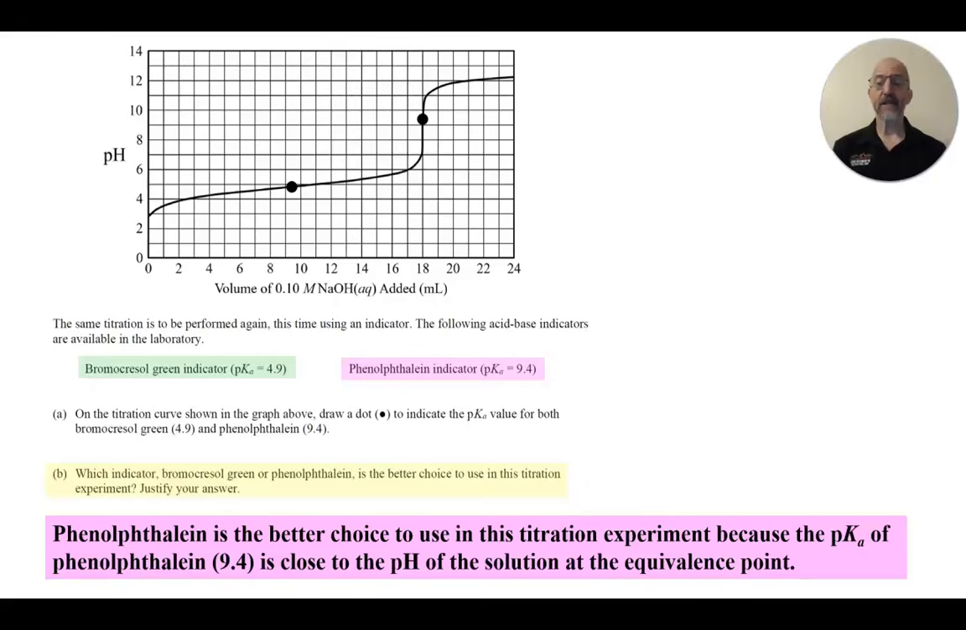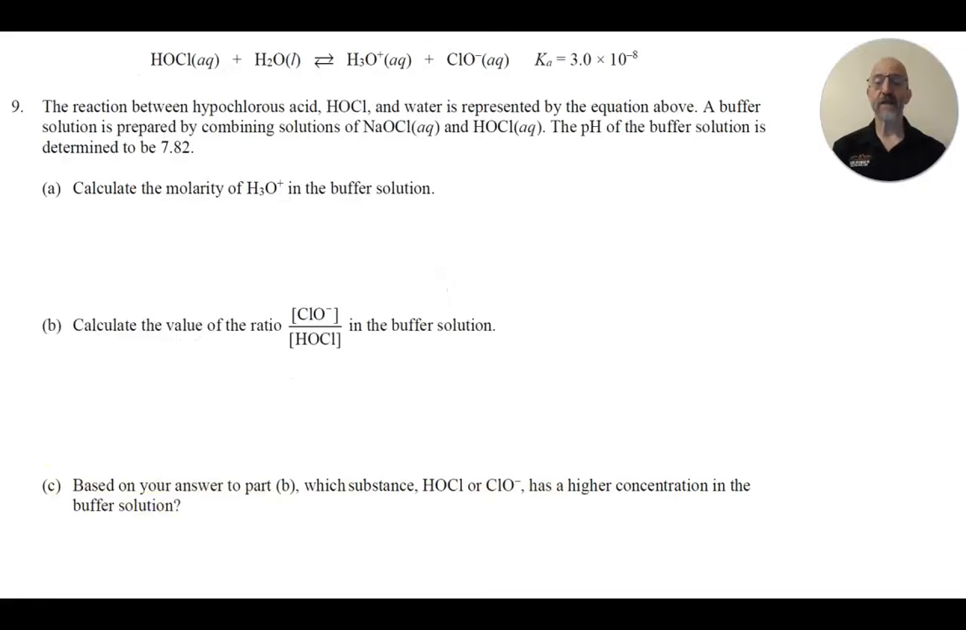Okay, now it's time to take a look at question 9, and question 9 says the following. The reaction between hypochlorous acid, which has the chemical formula HOCl, and water is represented by the equation above. A buffer solution is prepared by combining solutions of sodium hypochlorite, or NaOCl, and hypochlorous acid, HOCl. And the pH of the buffer solution is determined to be 7.82. Part A says calculate the molarity of the hydronium ion, H3O+, in the buffer solution.